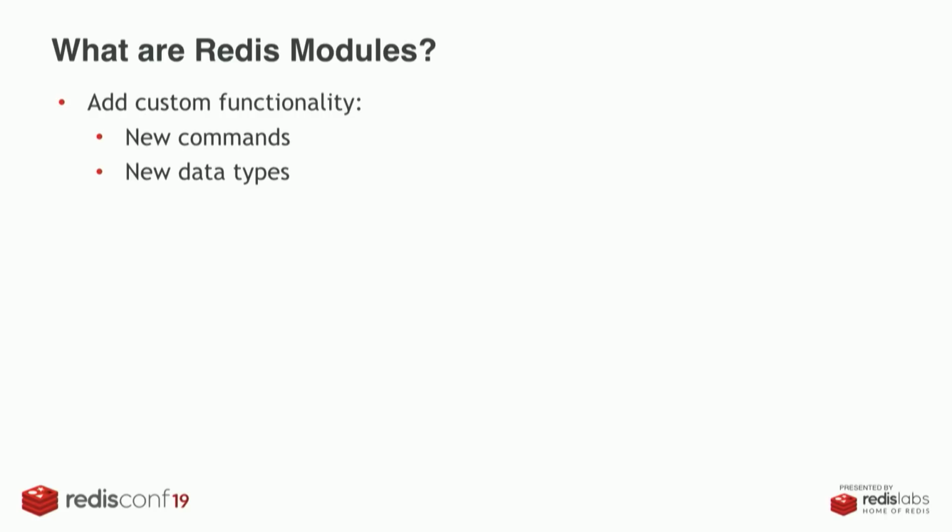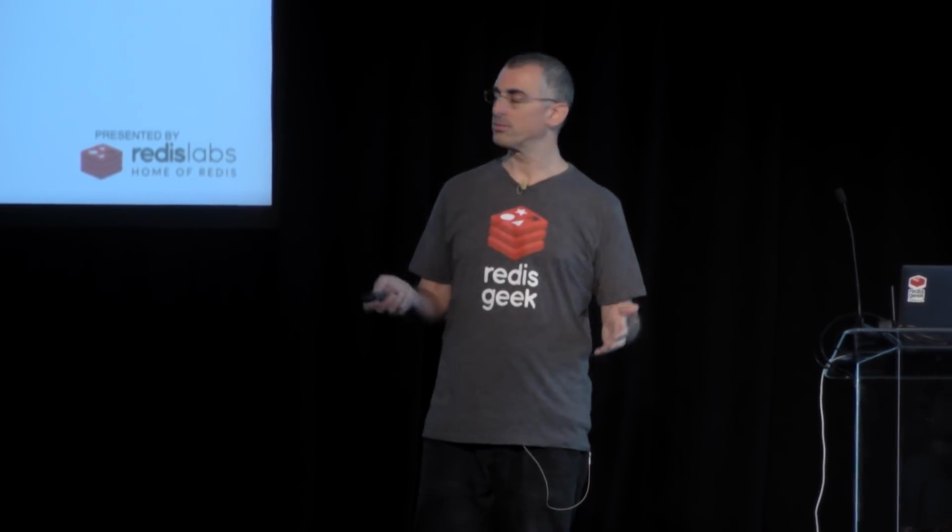So what are Redis modules? Just to recap, you've been hearing a lot about them in the keynote. Redis modules are a way to add custom functionality to Redis. Two of the main things that modules can do are add new commands and add new data types. So for example, Redis TimeSeries, RedisGraph, or RediSearch all do these things. They add new data types and they add new commands that you can use. So if I want to create a module, those are usually the things I want to do.